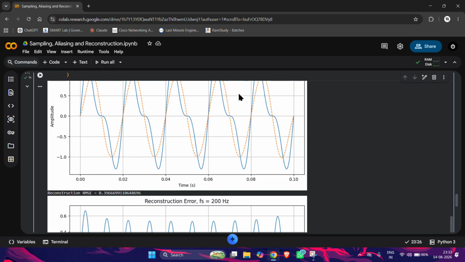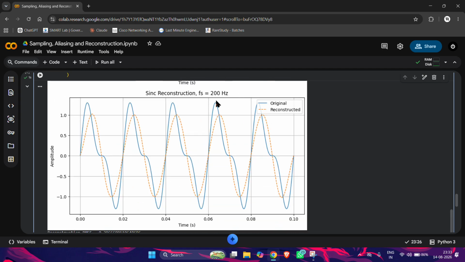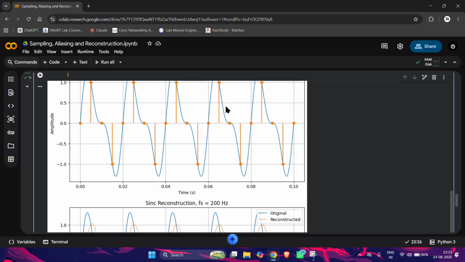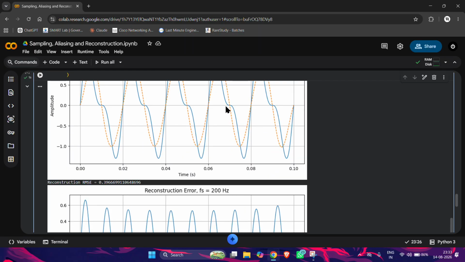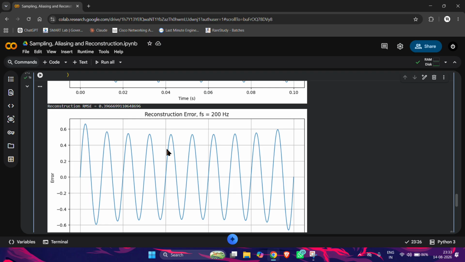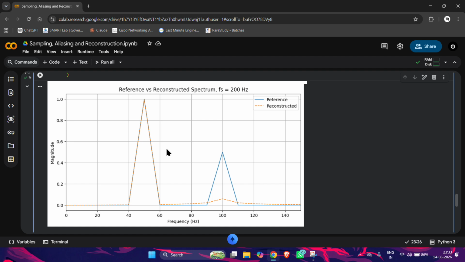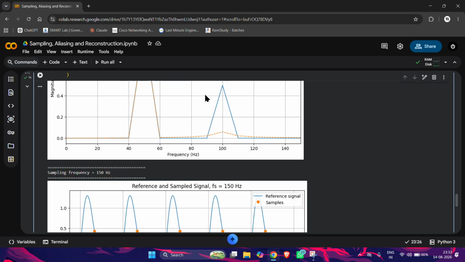This error can occur because the simulation uses finite samples. As you can see, this uses finite samples and finite time intervals, 0.00, 0.02, 0.04 like this, whereas ideal sinc reconstruction assumes an infinite number of samples. Therefore, this case demonstrates the behavior at the theoretical Nyquist limit. Here is the reference versus reconstructed spectrum plot for the case of 200 Hz.